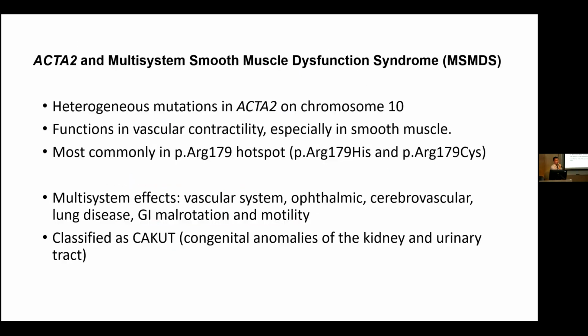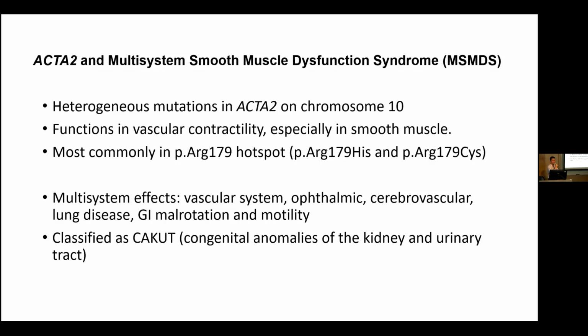So how does ACTA2 manifest in patients with MSMDS? I guess everybody knows, I just put this as a background slide. It's heterogeneous mutations in ACTA2 on chromosome 10. It functions in vascular contractility, especially in smooth muscle, and most commonly affects the arginine 179 amino acid, typically to histidine or cysteine. And it has multi-system effects. That's part of the name, right? Including the vascular system with aneurysms, PDA, ophthalmic manifestations, cerebrovascular disease and stroke, as well as lung disease and GI malrotation.